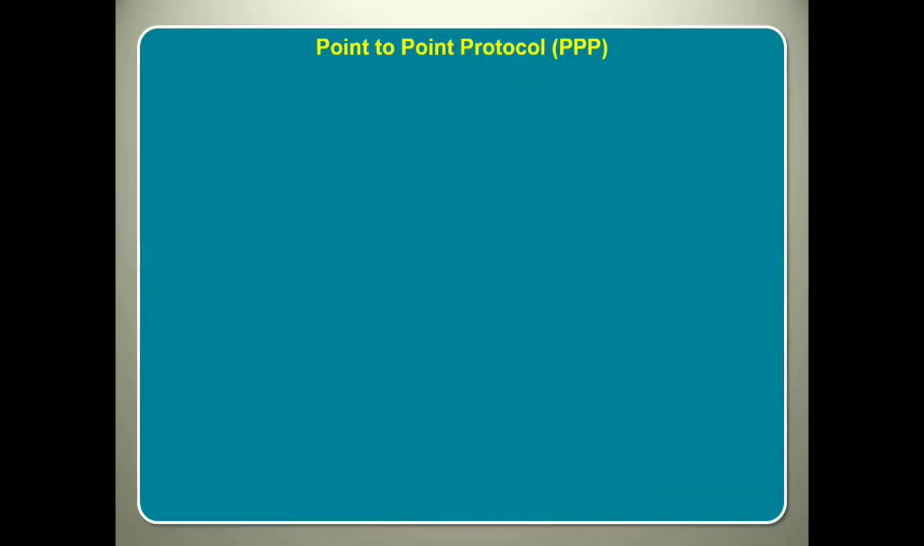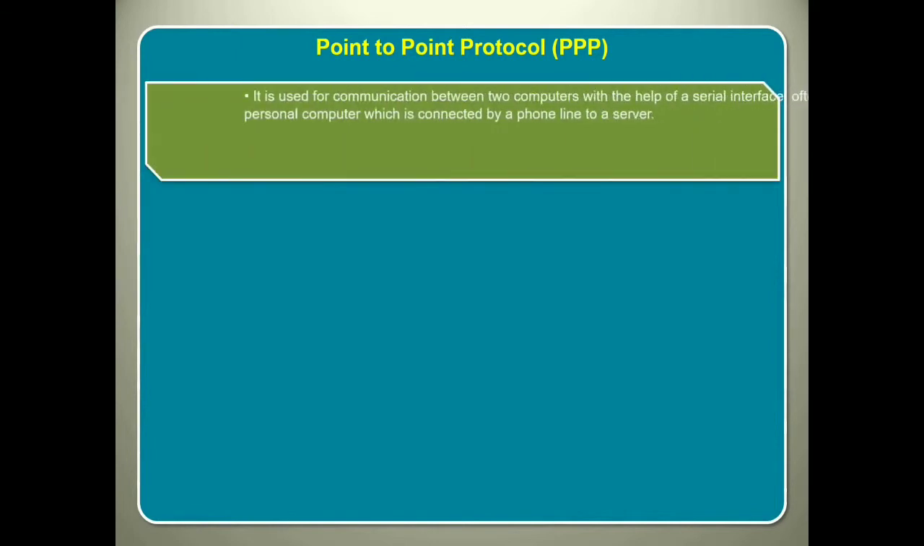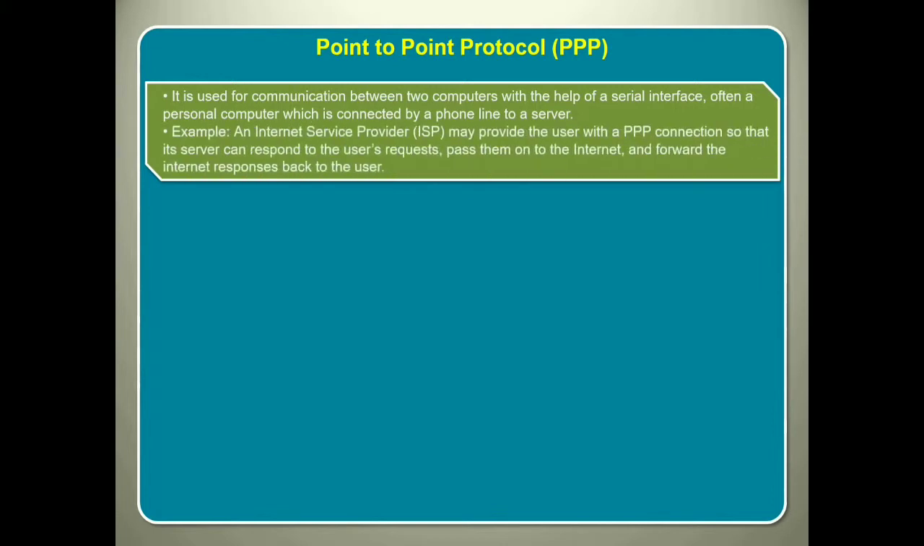Let us now learn about the Point-to-Point Protocol, or PPP. This protocol is used for communication with the help of a serial interface, often a personal computer, which is connected by a phone line to a server. For instance, an Internet Service Provider, or ISP, may provide the user with a PPP connection so that its server can respond to the user's requests, pass them on to the Internet, and forward the Internet responses back to the user.